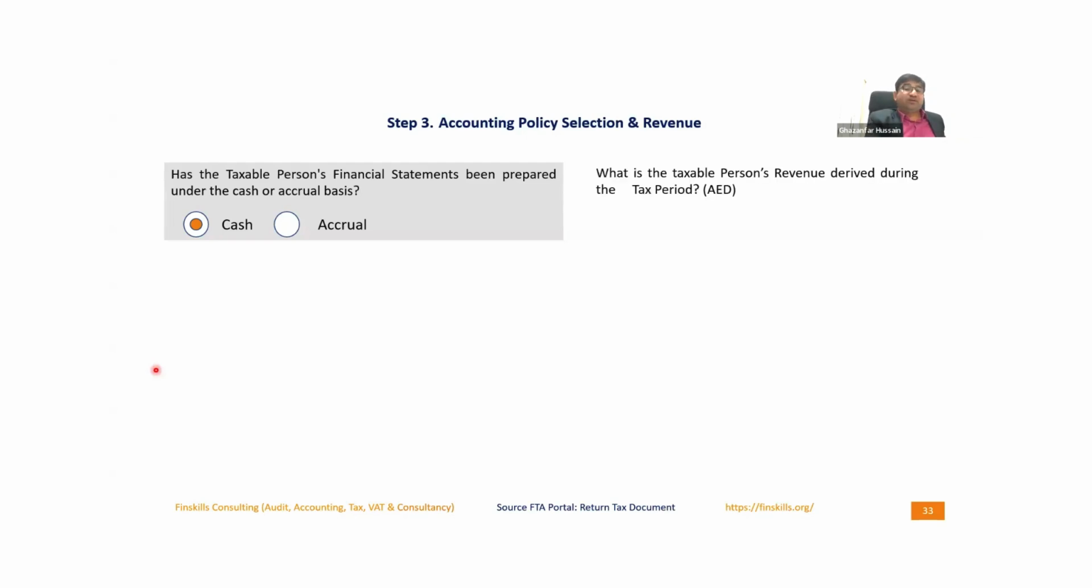During the tax period, the tax period is the accounting period for a juridical person. We already learned that the corporate tax law mentions the tax period, and the accounting period and tax period are the same. There is no difference, except for the natural person, whose tax period is the Gregorian calendar year.